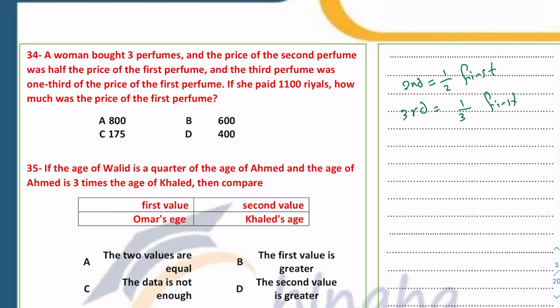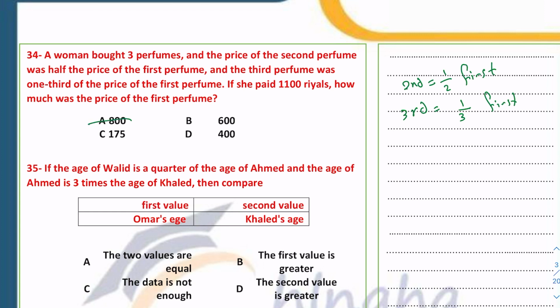Let's take, if the first one is 800, the second one will be 400. What is 1/3 of 800? We don't have 1/3 for 800. By the way, if I try to approximate it, it will be 290, 280 like that, which will not be 1100 because 400 and 800 is already 1200. Where is the third perfume? So the first one is incorrect.